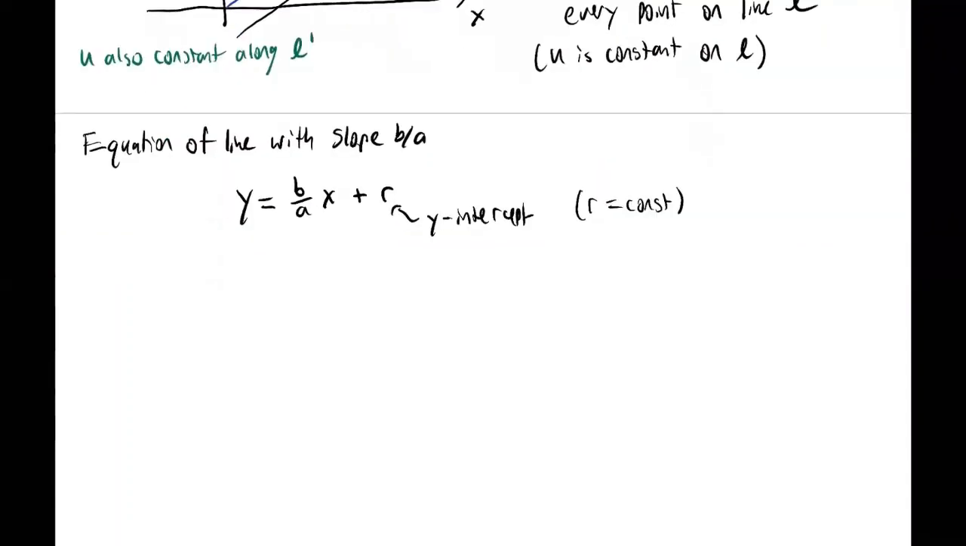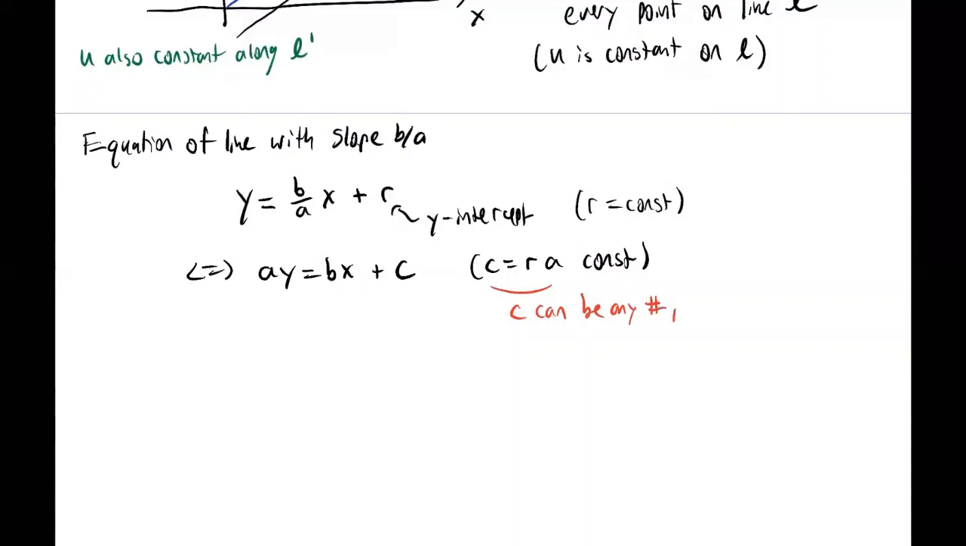Right, and so what I'm going to do, just to maybe simplify things, we'll see why in a second, I'm going to multiply this equation through by a, right? So this is equivalent to saying that a times y is equal to b times x plus some constant c, where c is r times a, which is also constant. And here it's crucial to point out that c can be anything, any number. And for each number, you get a different line, right?